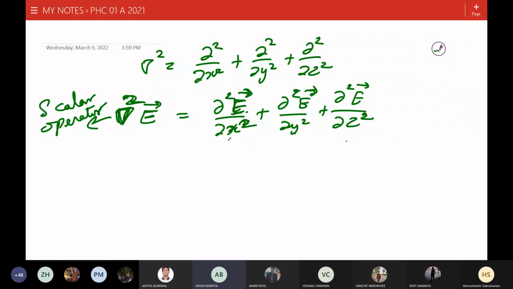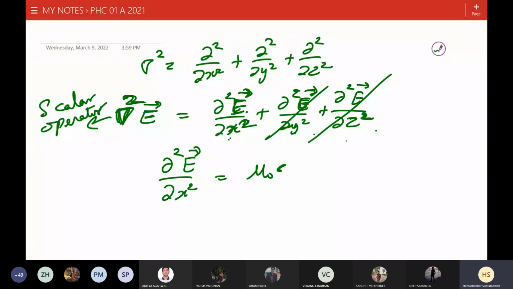Yes, sir. Okay. All right. So let's imagine that E is independent of y and z. Let's think of just one dimension. Let's ignore this. Let's just ignore that. So you will have dou square E by dou x square equals mu naught epsilon naught dou square E by dou t square. Right.